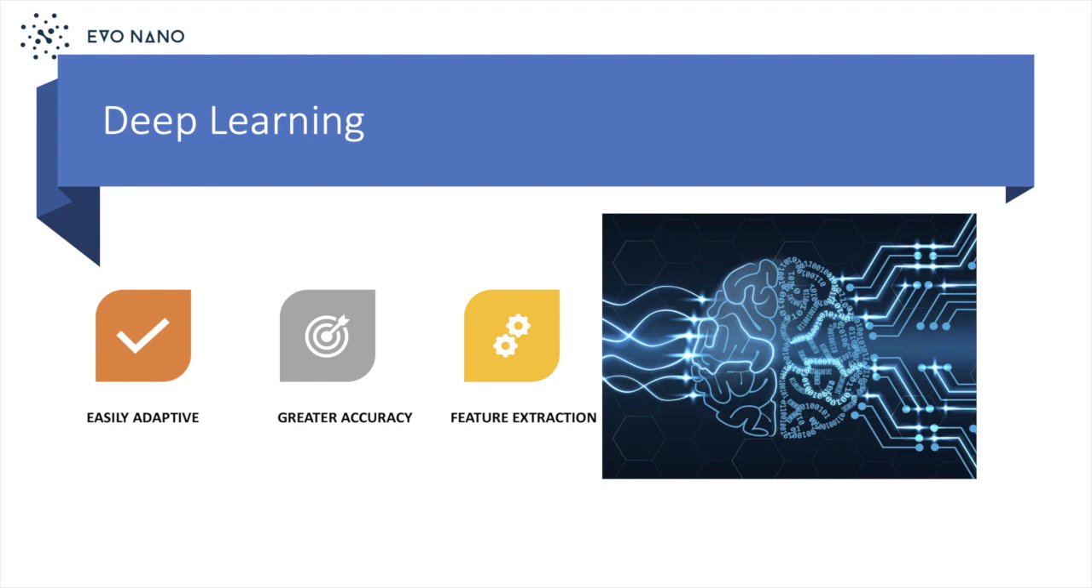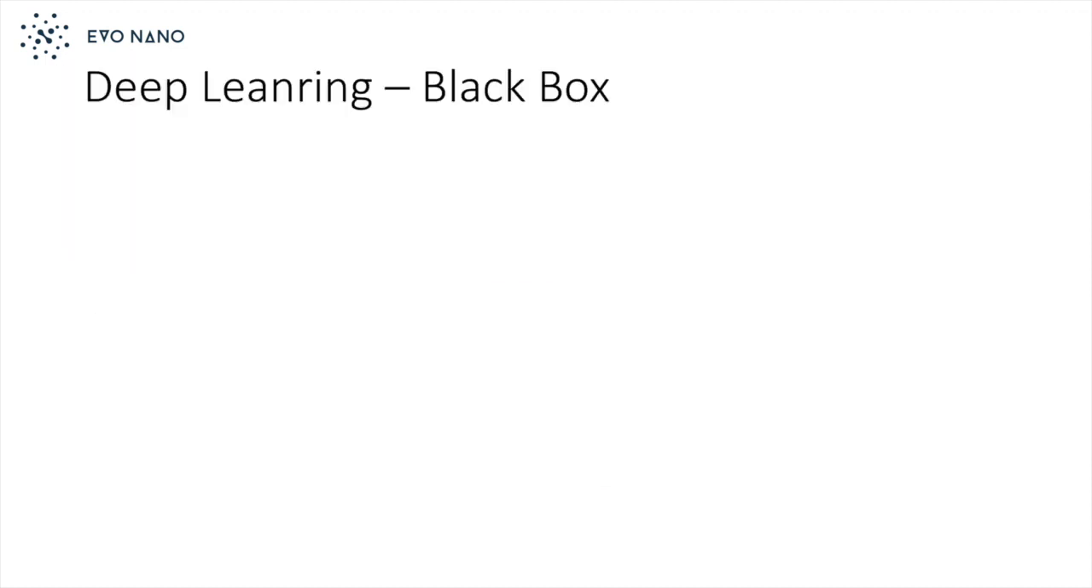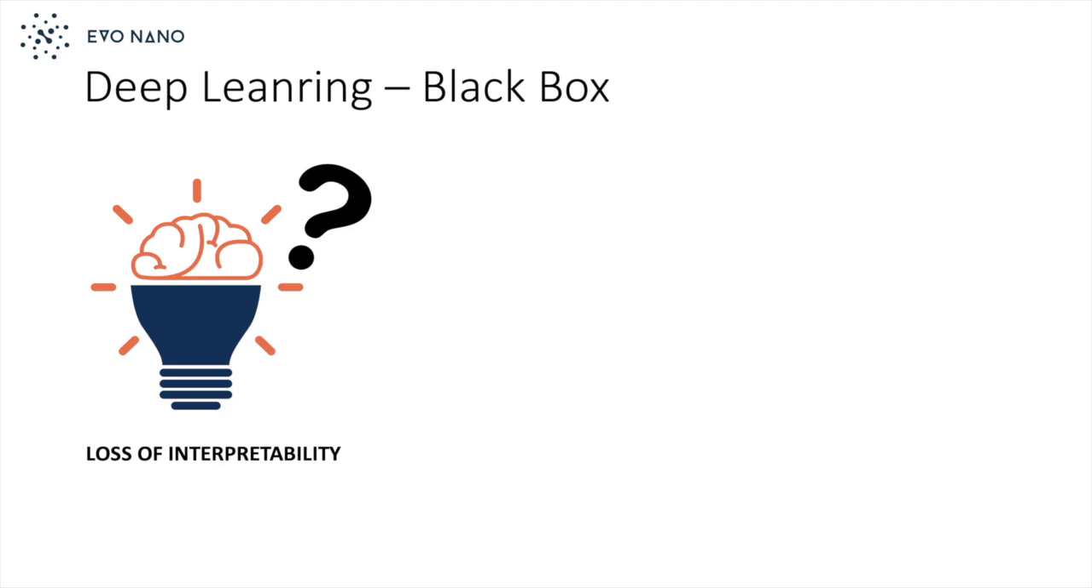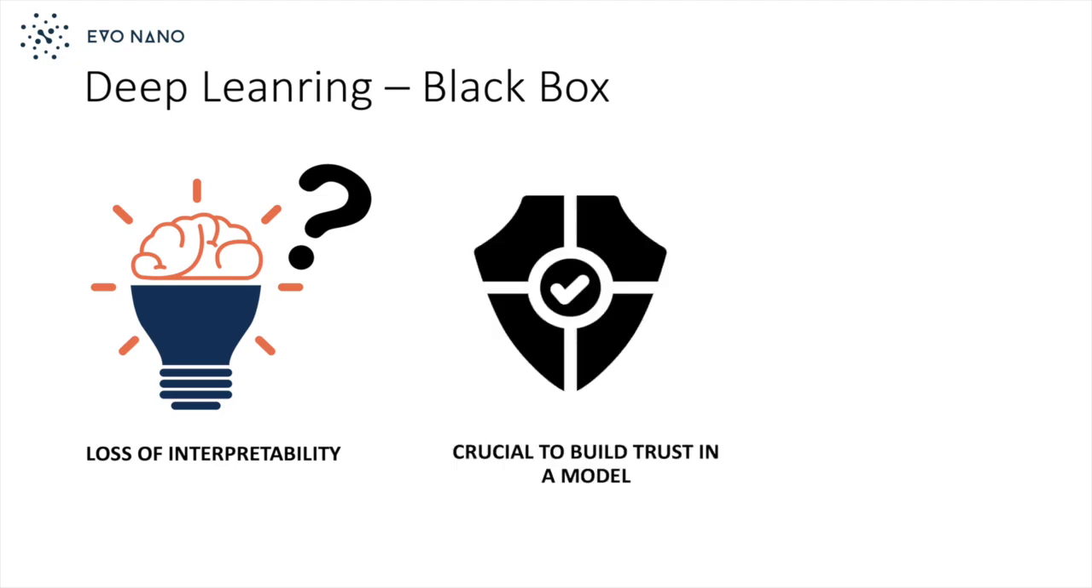However, this is not always rosy and beautiful. The high accuracy deriving from an increased model complexity often comes at the price of loss of interpretability, which means that many of these models behave as black boxes and fail to provide explanation on their predictions. While in certain application fields it's not such a big deal, in high-risk domains like what we are dealing with here, healthcare, people's lives, it is crucial to build trust in a model and be able to understand its behaviors and its decisions.